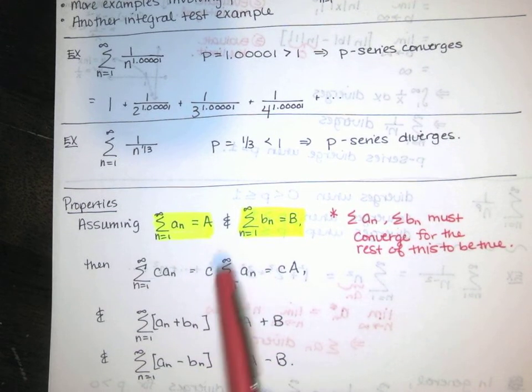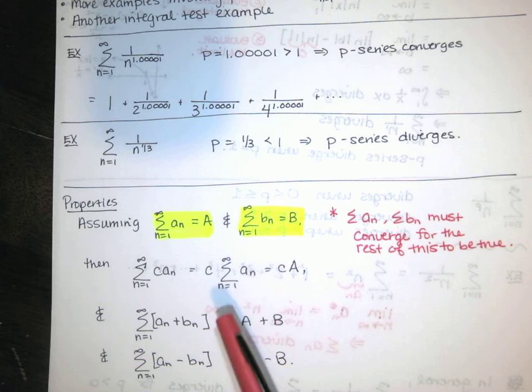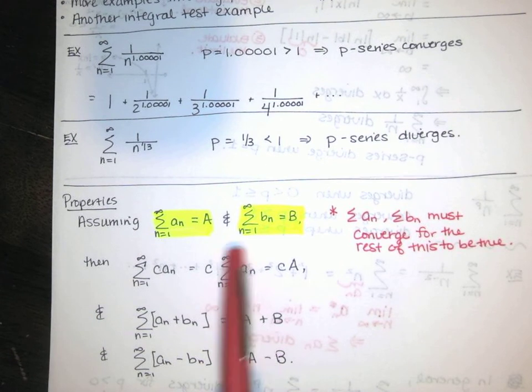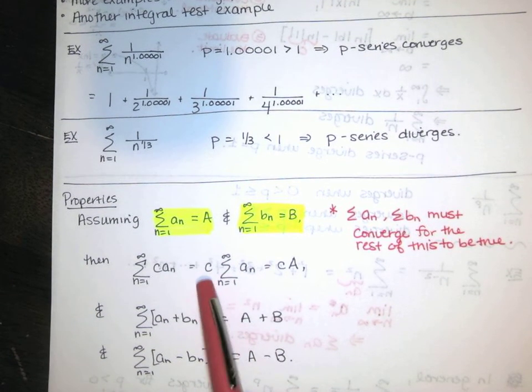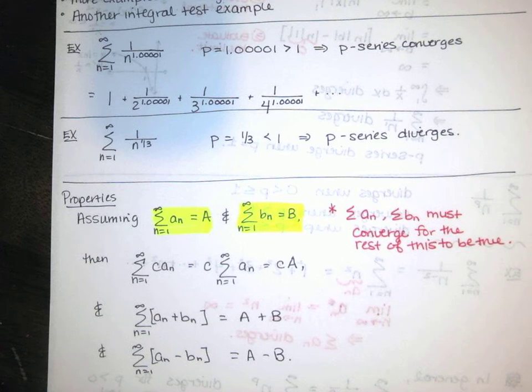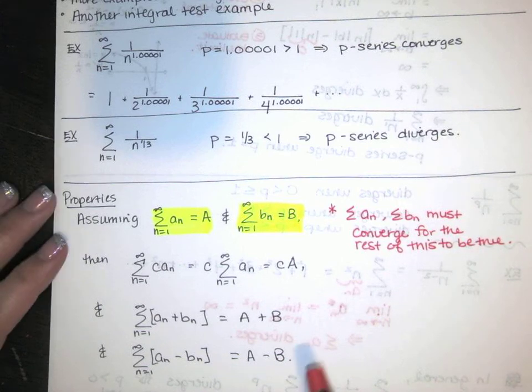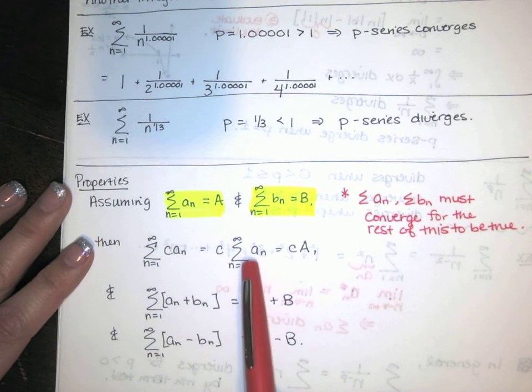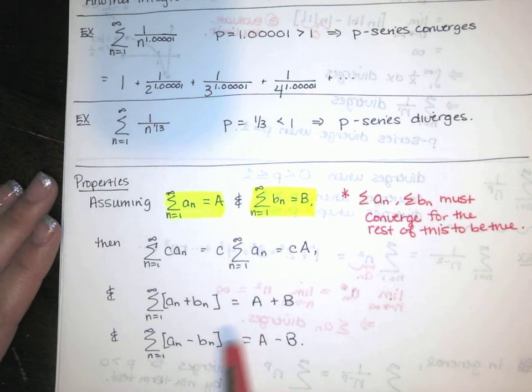If one of these diverges though, and I multiply it by a constant, taking something that diverges and multiplying it by a constant doesn't change anything. It would still diverge because the partial sums are just going to be exactly the same partial sums with an extra constant attached. You can factor this constant out from the partial sums. So yeah, if the a sub n series diverges, multiplying by a constant, it still diverges.